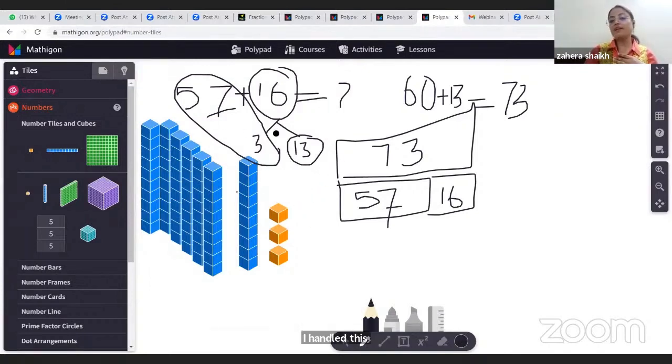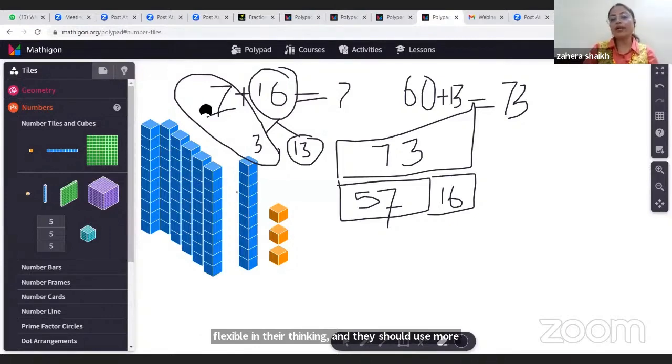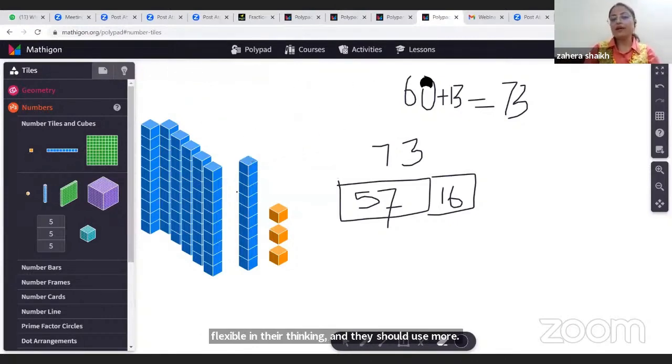So this is my learning maths using manipulative. I'm not just doing math, I'm not just solving maths, right? I'm doing it faster, with accuracy, as well as with flexible thinking. This is my flexible thinking, which makes me able to solve any number using different strategies. And if you have gone through the NCF, it also talks about how the child should be flexible in their thinking, and they should use several strategies to solve one single problem. Okay.